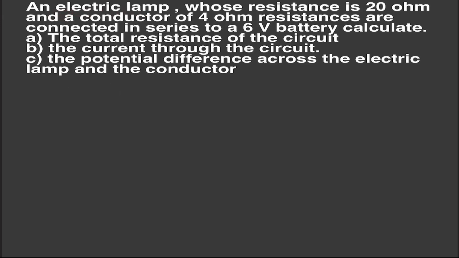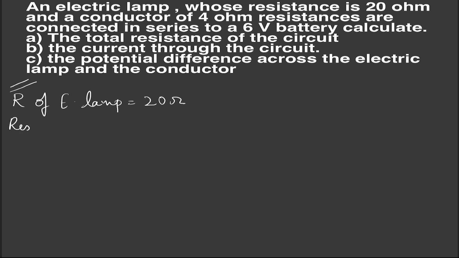An electric lamp whose resistance is 20 ohm and a conductor of 4 ohm resistance are connected in series to a 6 volt battery. Calculate the total resistance of the circuit, the current through the circuit, and the potential difference across the electric lamp and the conductor separately. So before solving the problem, first let us write the given parameters. What is the resistance of the electric lamp? They have given it is 20 ohm.